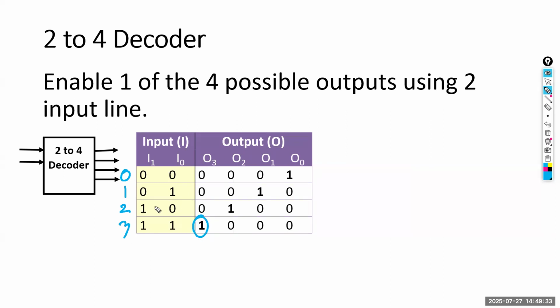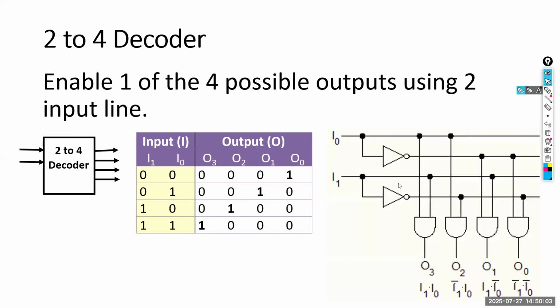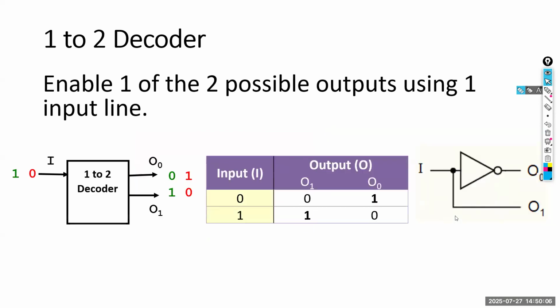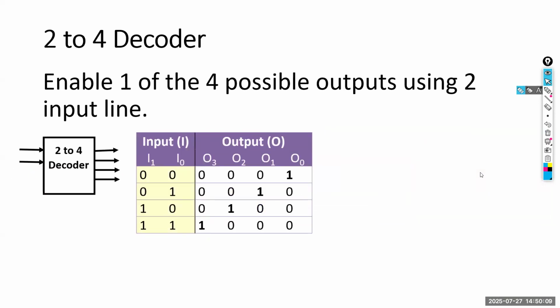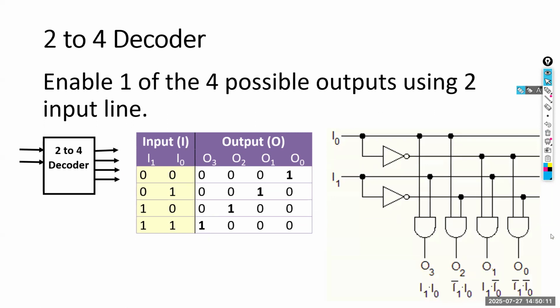When your input is like base 10 2, output 2 is enabled. When your input is like base 10 1, output 1 is enabled. When your input is like base 10 0, not really a number but like 0, then output 0 is 1. And we can design a circuit like this, a very simple circuit, with two inputs and four outputs. You now need two NOT gates and four AND gates. Earlier we needed only one NOT gate, but now you need two NOT gates and four AND gates.